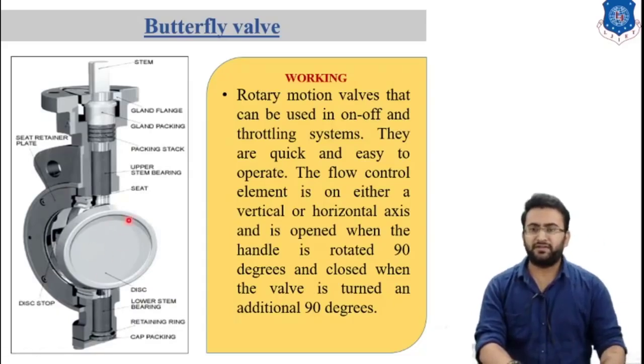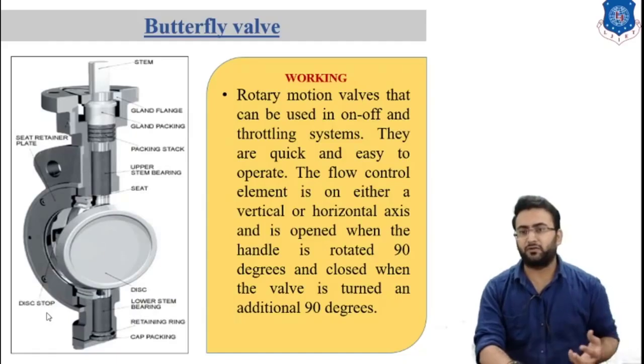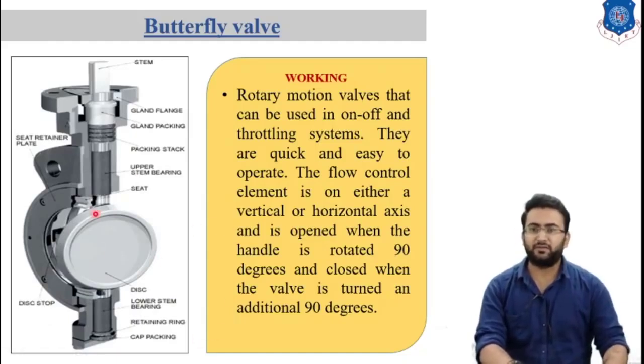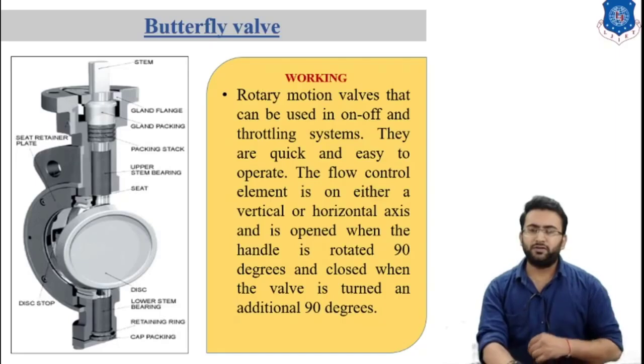So this is the disc of the butterfly valve, which acts as the flow control element. It is either in vertical mode or in horizontal mode. When the valve is open, this disc is moved through a 90 degree angle, and when the valve is closed, the disc is moved again through a 90 degree angle. So these valves are mostly used for throttling of a system or for on-off pipeline systems. So this is all about the working of the butterfly valve.